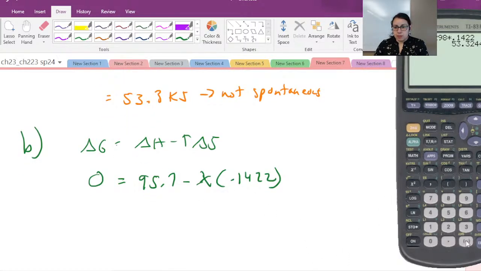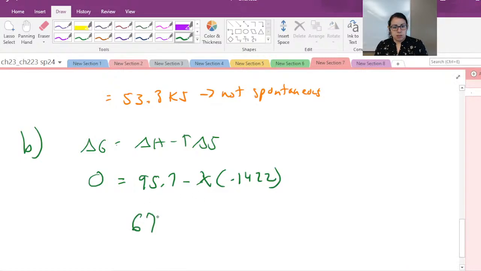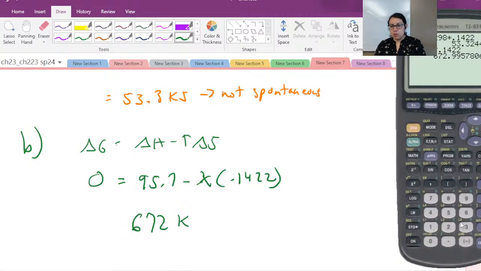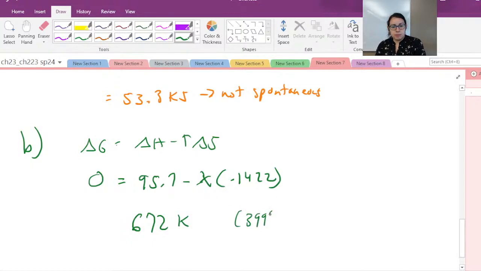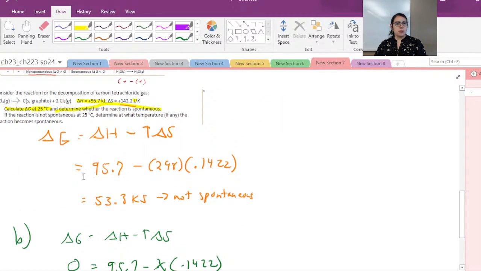And so now algebra. If I could punch things in appropriately. And that should be positive since I didn't plug in a negative. So I got 672 Kelvin. Is that what other people got? So at 672 Kelvin, it starts to become spontaneous. If we want to put it back in Celsius, about 399 or 400 Celsius. Excellent. So we have to have a high temperature for this reaction to be spontaneous.